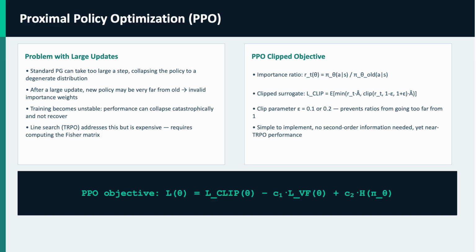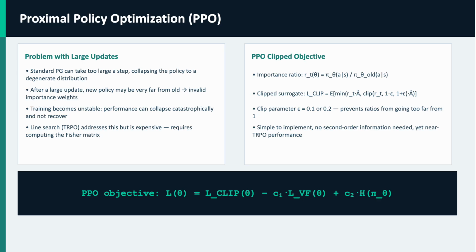Standard policy gradient updates have a dangerous failure mode. If the gradient step is too large, the new policy can be wildly different from the old one. The data you collected was generated by the old policy, and if the new policy is very different, those importance weights are invalid. The gradient estimate is wrong. In practice, this means training collapses, the policy overshoots to a degenerate distribution, performance crashes, and often does not recover because the bad policy is now generating bad data.